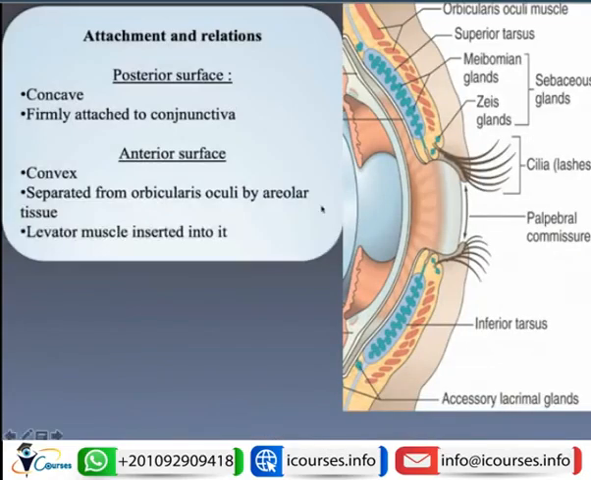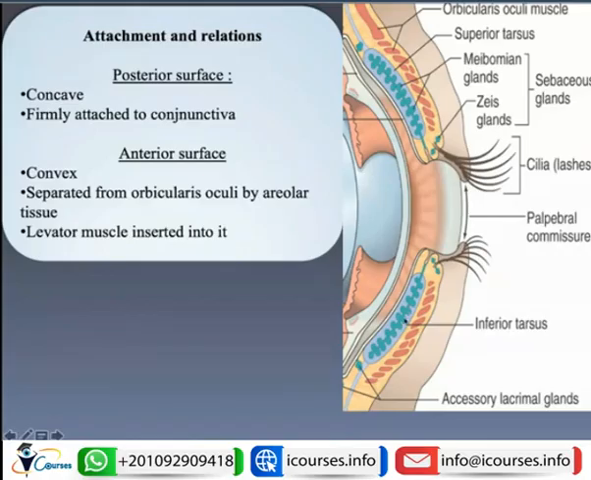So what are the relations? What is in front of the tarsus? In front of the tarsus will be the skin and the muscle. As we said, there will be skin, subcutaneous tissue, muscle, and submuscular space. These all are in front of the tarsus. On the other hand, the posterior surface of the tarsus will be in close adherence to the conjunctiva. So both of them are closely adherent together.